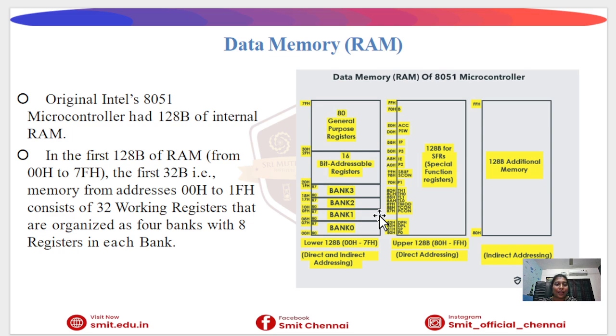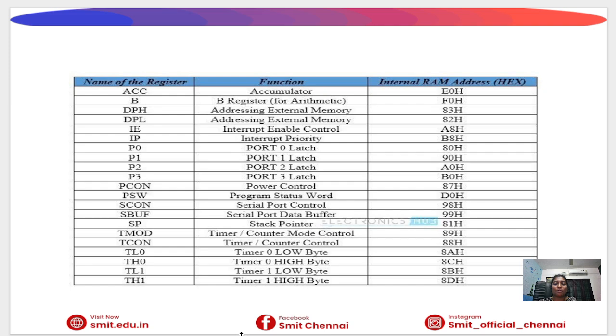Now the internal RAM, which is the original data memory. In the first 128 bytes of RAM, the first 32 bytes, from addresses 00H to 1FH, consist of 32 working registers organized into 4 banks with 8 registers in each bank. Here we have ports P0, P1, P2, P3. Register B is used for arithmetic. DPH is used for addressing external memory. And SP is the stack pointer.